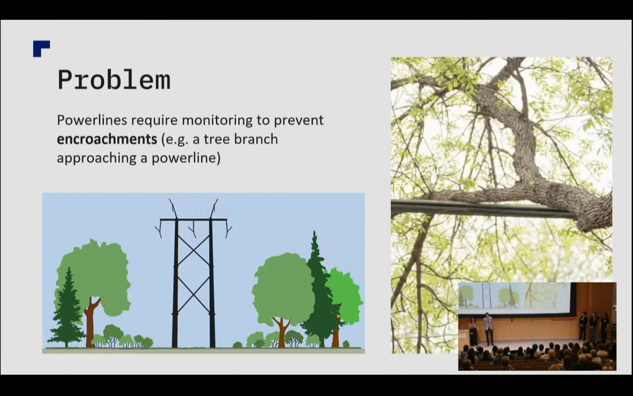First, some background information. Power lines require monitoring to prevent encroachments or vegetation nearby from growing into their area of operation, for example, a tree branch. That's where LineVision comes in. Monitoring transmission lines is important because it allows us to maintain grid reliability by catching infringements early and reducing downtimes.